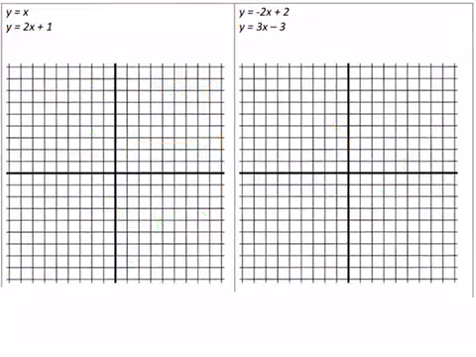Go ahead and try the next two on your own and check back to see if your answers are correct. Remember, your answer must be a coordinate to make it correct.